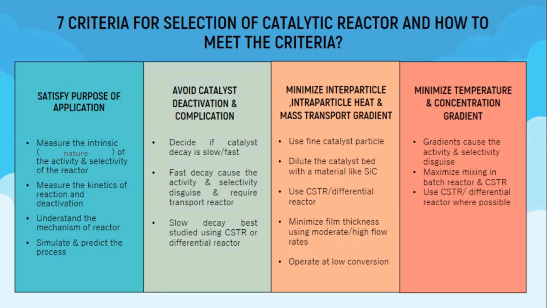The fourth criteria is minimize temperature and concentration gradient. This gradient is because of the change of the temperature and concentration across the reactor and is caused by fluctuation in the flow, temperature and concentration. The gradient can cause the activity and selectivity to disguise. To prevent this, we should maximize mixing in batch reactor and CSTR to avoid unnecessary heat transfer. And also we should use a CSTR or differential reactor where possible.